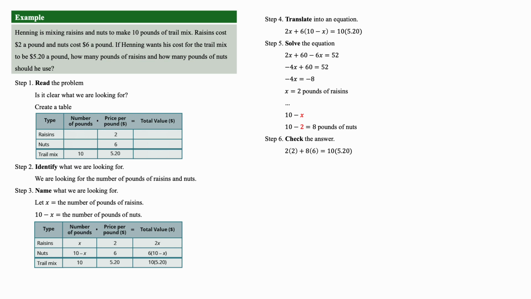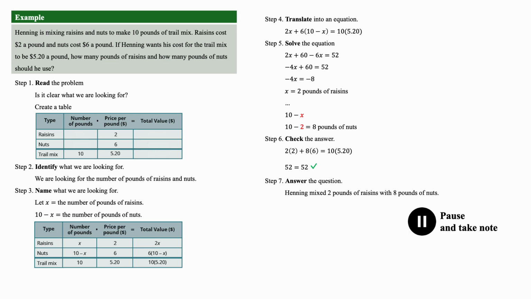So we're going to check the answer and multiply the 2 pounds of raisins times the price per pound, which is just $2 a pound, plus the 8 pounds of nuts times the price per pound of nuts, which is $6. And we want to make sure it is equal to the total, 10 times 5.20, and we get $52 equals $52. So that is correct. And we are going to answer the question by stating that Henning mixed 2 pounds of raisins with 8 pounds of nuts.